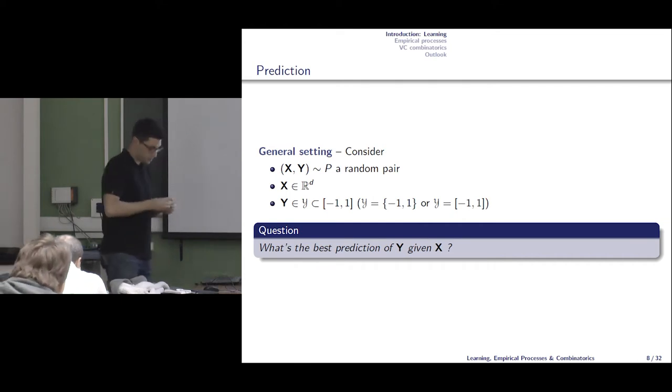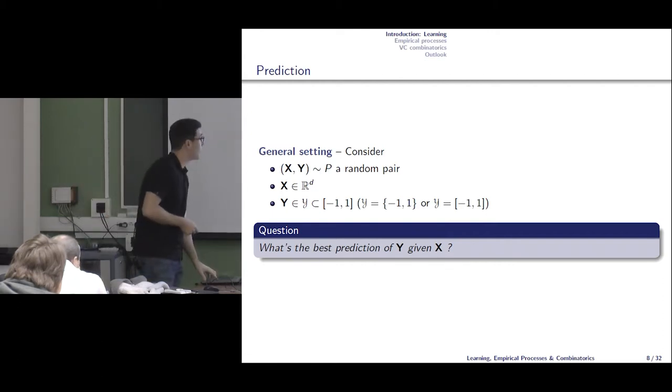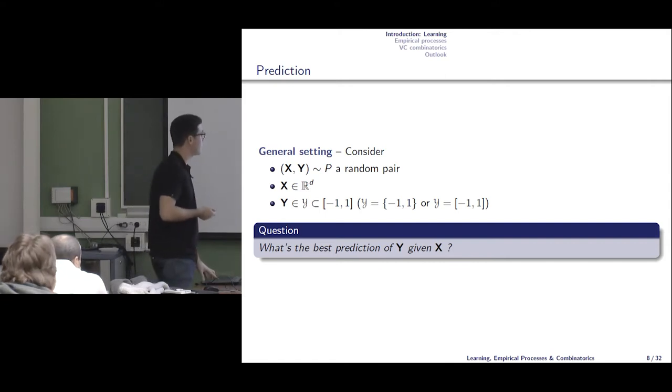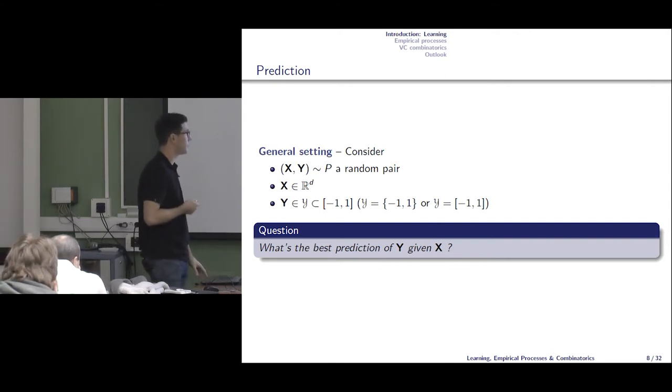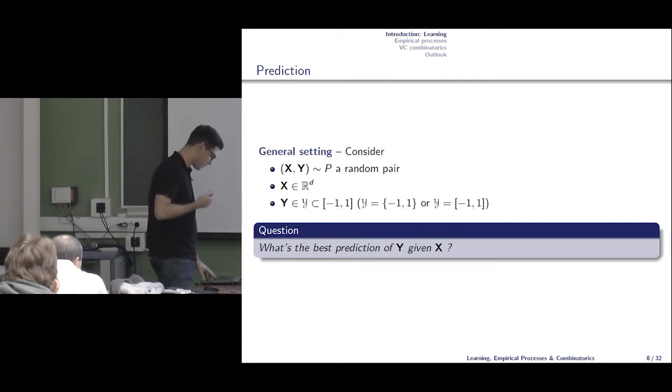Okay. So for simplicity, we'll restrict to the case where y takes values in some script Y, which is {-1, 1}, for simplicity. So the naive question at this level, of course, is how to predict y given x in the best possible way. Of course, this question is ill posed. I mean, it's not correctly defined because I need to understand what I mean by best.